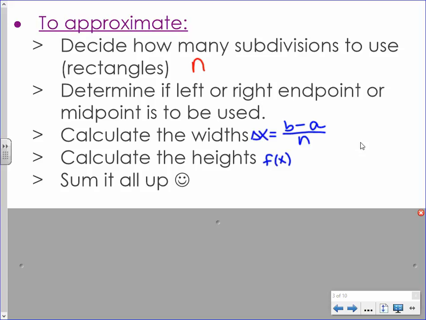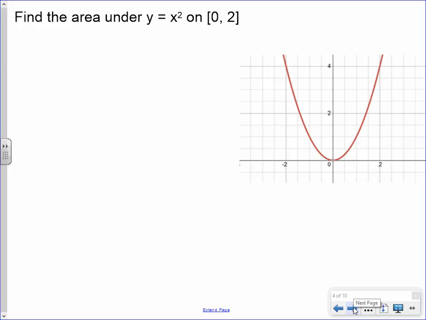Back there? Yes, okay. So, we are going to start with your top one. We're going to find the area under x squared over the interval 0 to 2.